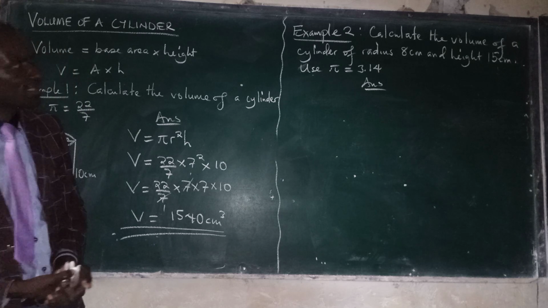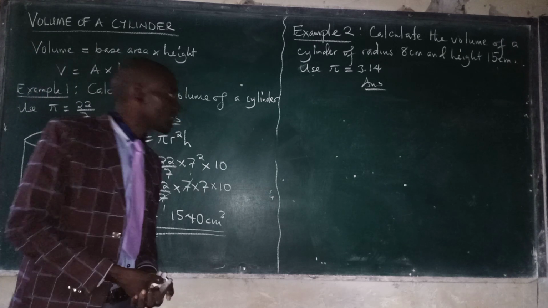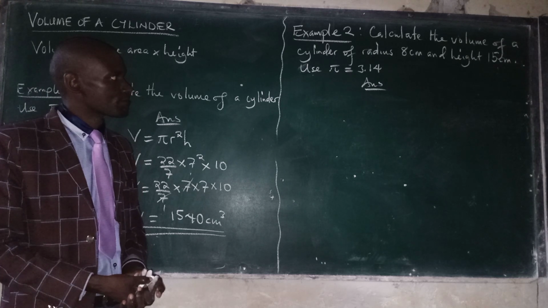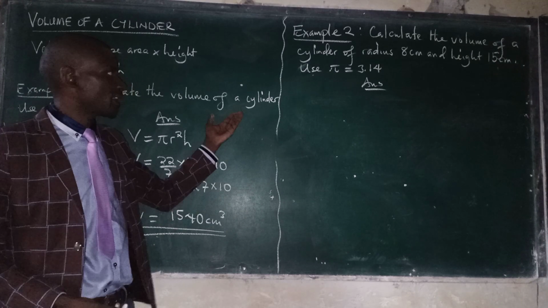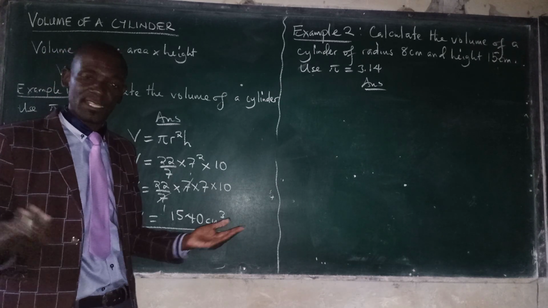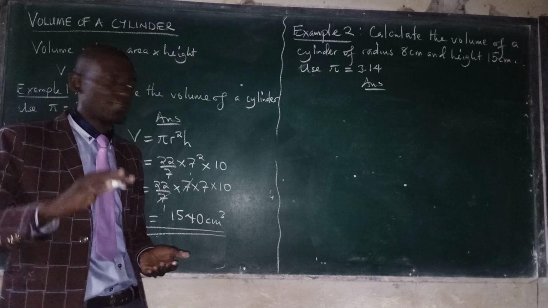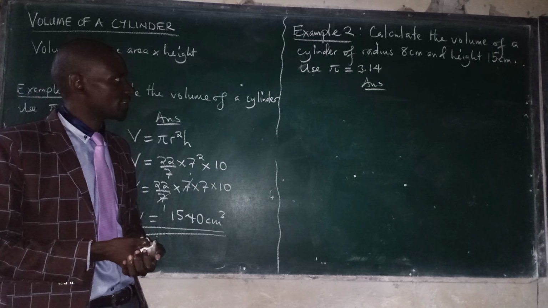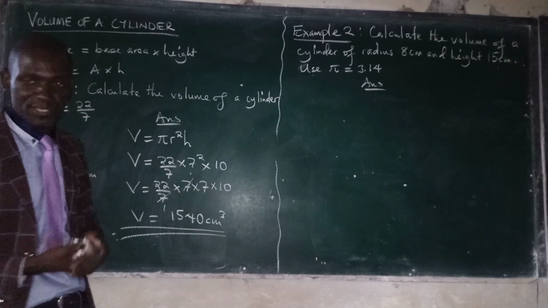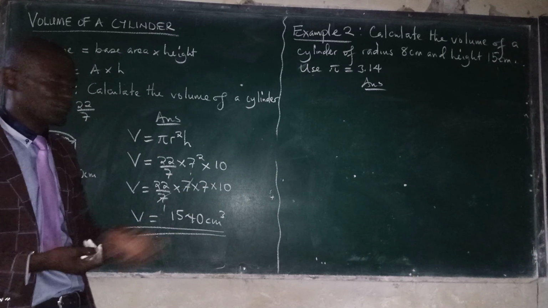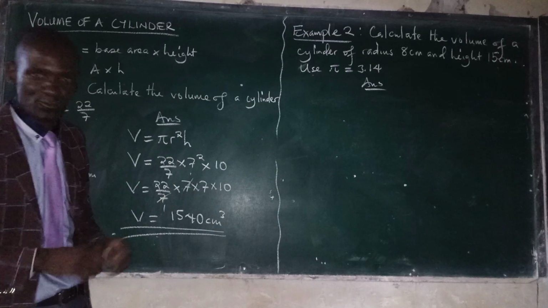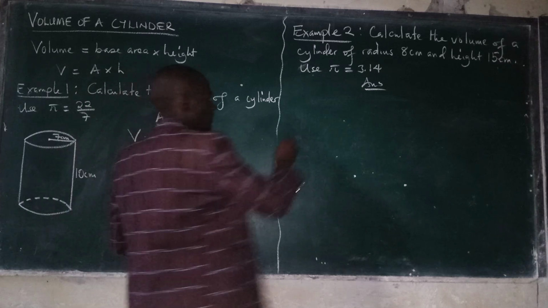The second example says calculate the volume of a cylinder of radius 8 centimeters and height 15 centimeters. Then we are told use pi equals 3.14. So basically at grade 9 level, pi can be given as 3.14. That is to 2 decimal places, if you are not given 22/7. But at senior level, it's to 3 decimal places, so that would be 3.142. That is pi. So we use what we are given.